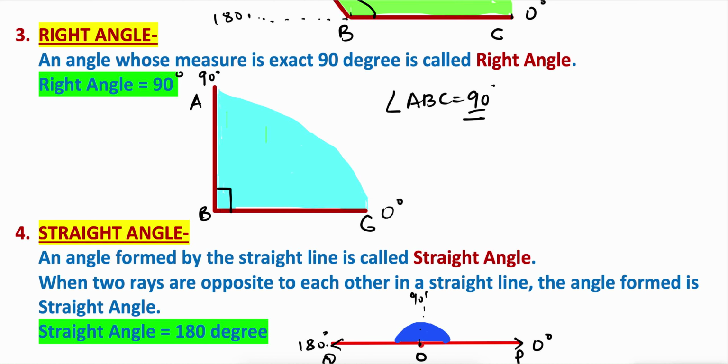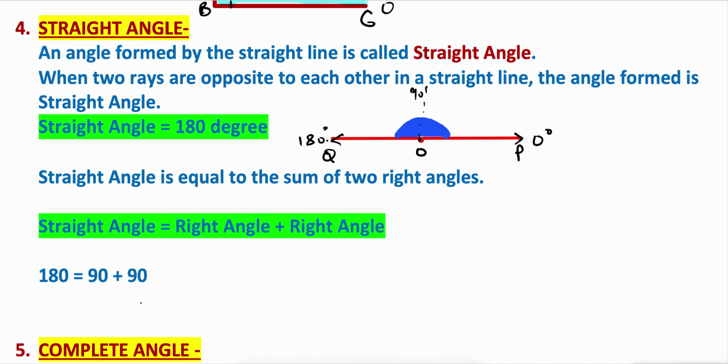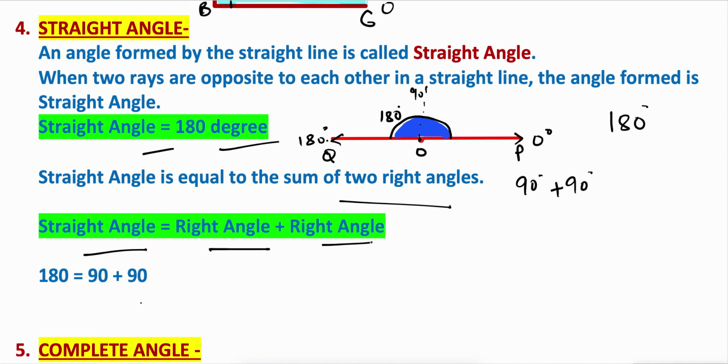Straight angle. An angle formed by a straight line is called the straight angle. When the two rays are opposite to each other in a line, the angle formed is called a straight angle. A straight angle is 180 degrees. Angle POQ is a straight angle. It is a 180 degree angle. A straight angle is always 180 degrees. A straight angle is equal to the sum of two right angles, that is 90 degrees plus 90 degrees. 90 plus 90 is 180 degrees. So two right angles make one straight angle.